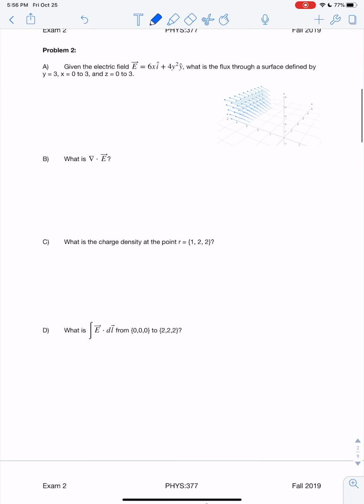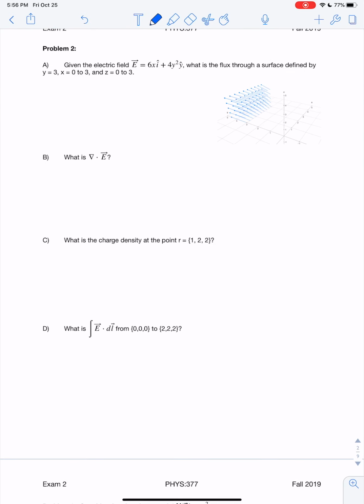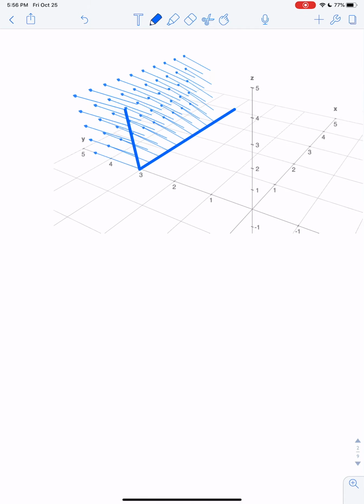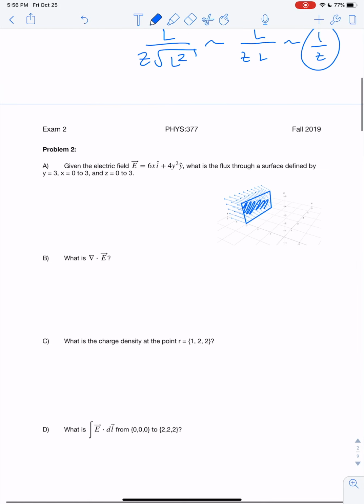Okay, so then we go on to the next thing, and given this electric field with these things, which I plotted on Math 3D there, what is the flux through the surface defined by y equals 3? So this is y. I know you couldn't do that on the exam, but there's our y equals 3, and we want to go to x equals 3 and z equals 3. Okay, and that is our surface. And we want to know what's the electric flux through that surface.